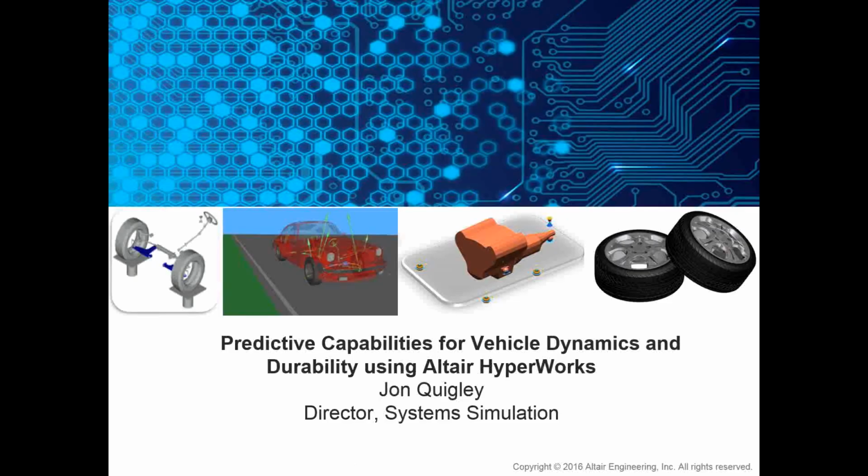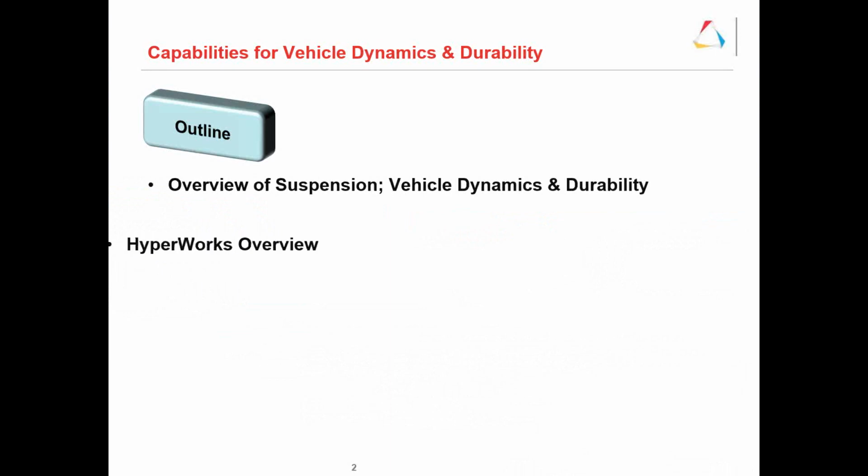So what we're going to be talking about today, as the title mentioned by Darius, is the ability to apply the Altair HyperWorks tools to do CAE and predictive analysis for the disciplines of vehicle dynamics, which also includes suspension modeling, as well as durability or loads generation. So we're going to take a few minutes to talk about what that means and what you get from that and why one would perform these assessments.